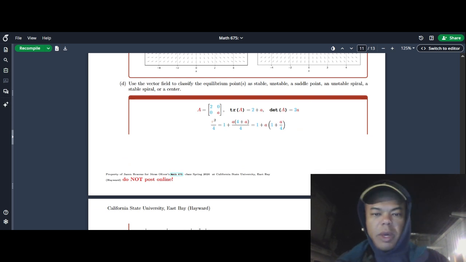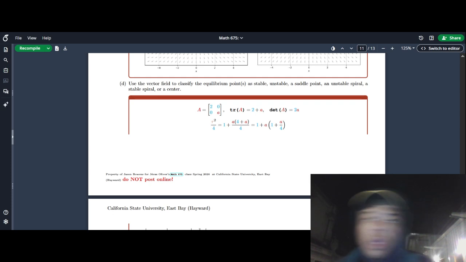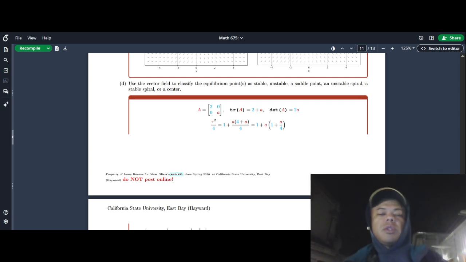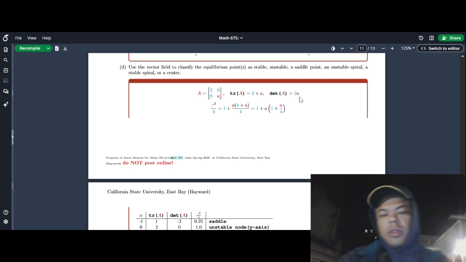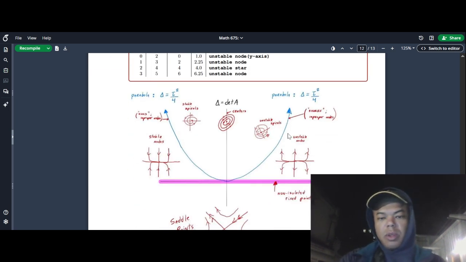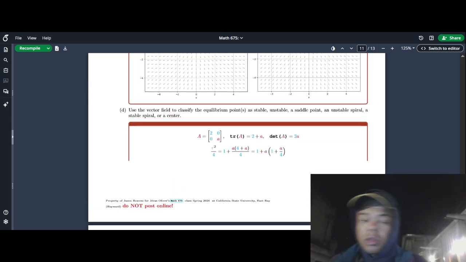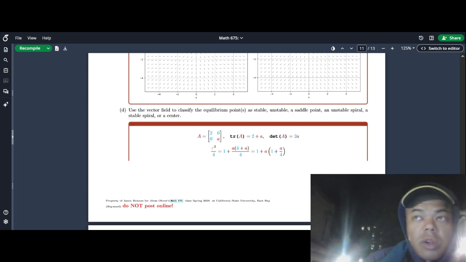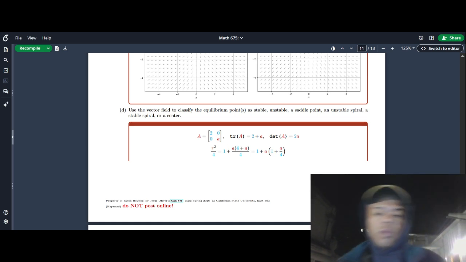Later on in the course, we learn about setting up a constant coefficient matrix for systems of linear differential equations. We see that the trace is 2 plus a, and the determinant is 2 times a minus 0 times 0, so 2a. And in the trace-determinant plane, there's this parabola, traced out by trace squared over 4, which corresponds to the discriminant in the quadratic formula, which tells us whether the eigenvalues of this matrix are real or complex.